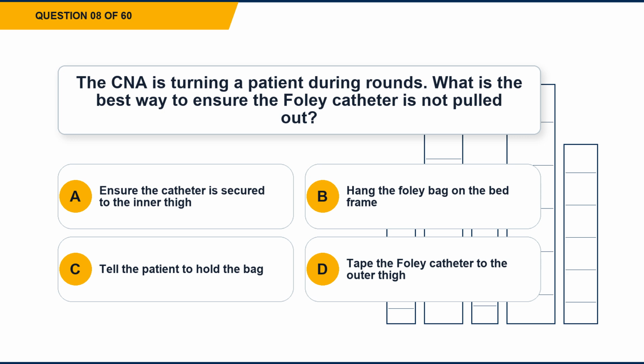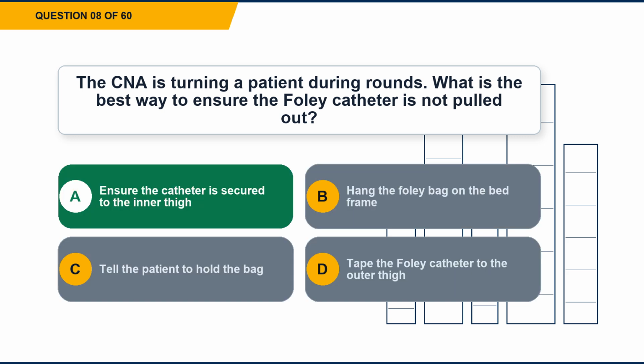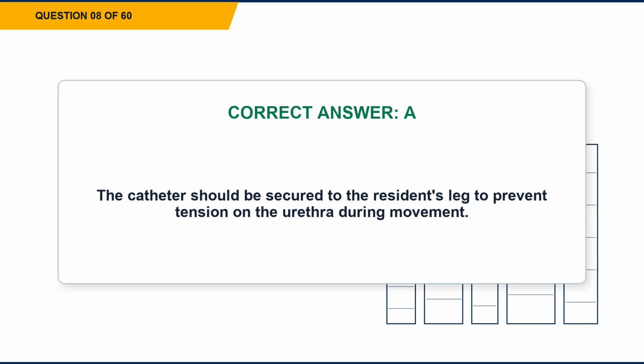The correct answer is option A, ensure the catheter is secured to the inner thigh. Explanation: the catheter should be secured to the resident's leg to prevent tension on the urethra during movement.